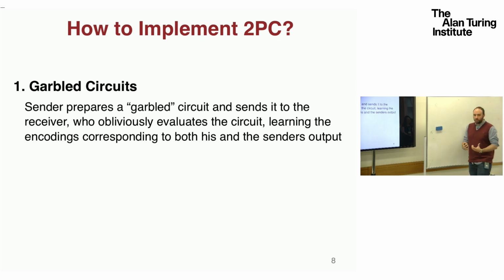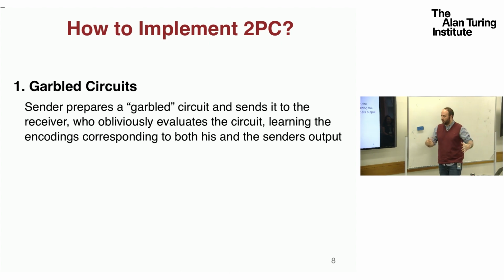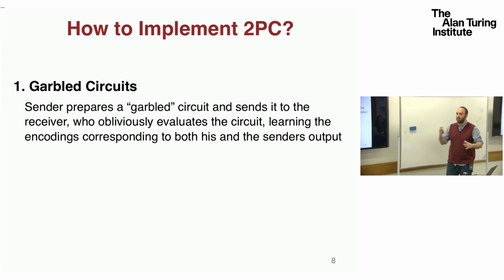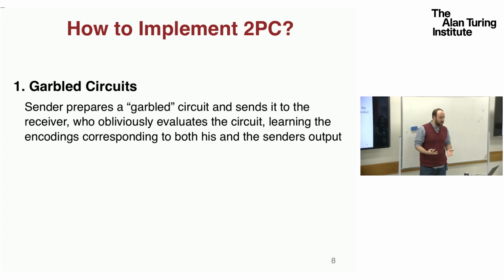One is to use a construct known as garbled circuits. So the idea is that in this function, you always have a sender and a receiver, right? Let's say someone who initiates the protocol, the communication, and someone that responds to it. So it can be Alice, it can be Bob, doesn't really matter. Anyway, the sender will prepare a garbled circuit and send it to the receiver. Okay, and the receiver will obliviously evaluate the circuit.